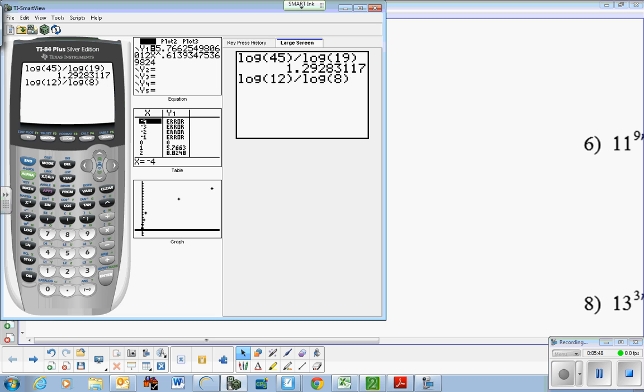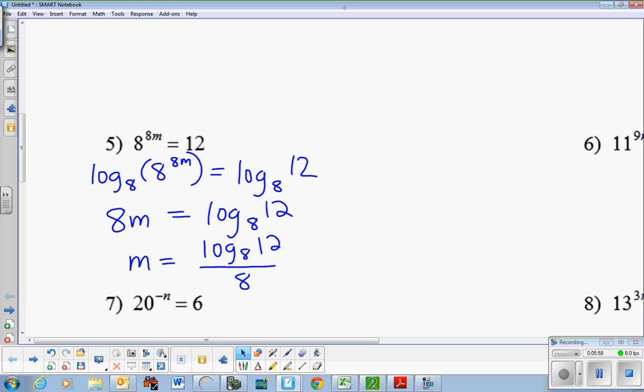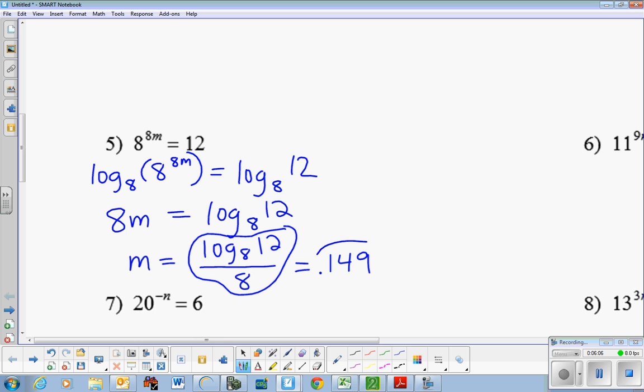Close those parentheses after the 12, and then divided by 8 gives me 0.149. Let's just call it 0.149. All right, you need to be okay with either the exact answer here or the rounded off answer here. And you should know we're solving equations.